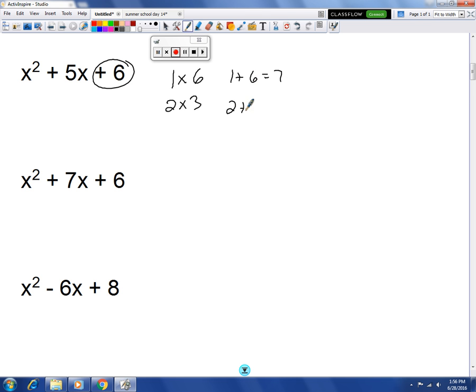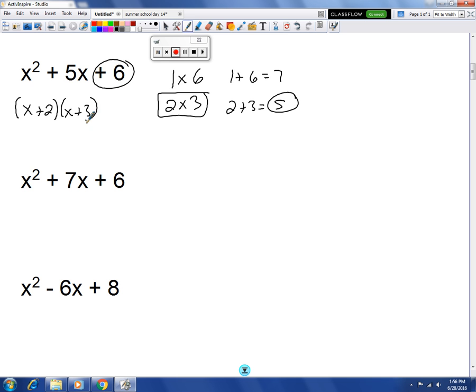When I add 2 and 3, I get a 5. Which one is in the middle? The 5 is in the middle. Okay, so I need to use this combination with the 2 and the 3, not the 1 and the 6. So my answer is x plus, oops, I almost made a mistake there, x plus 2 and x plus 3.